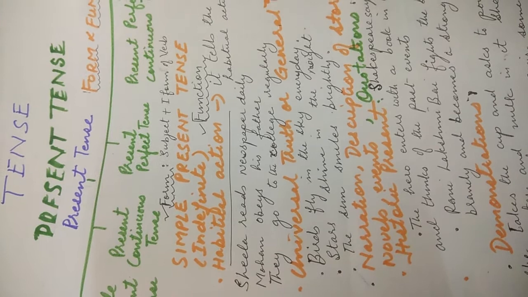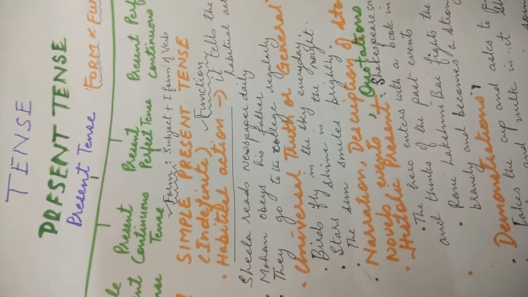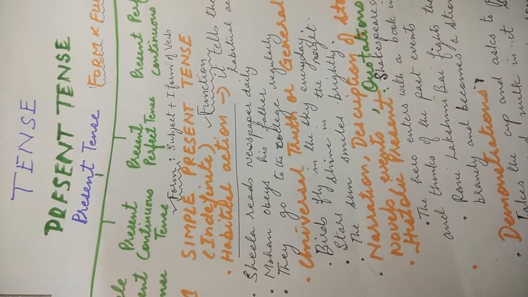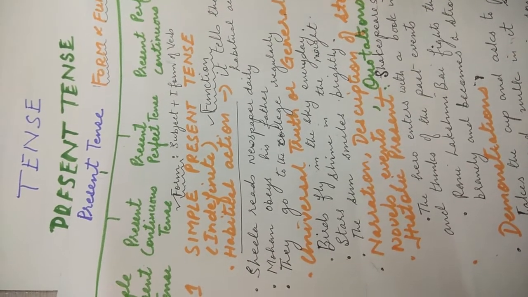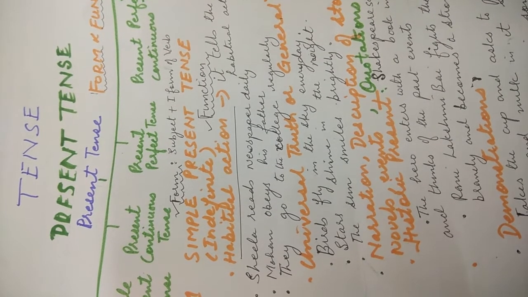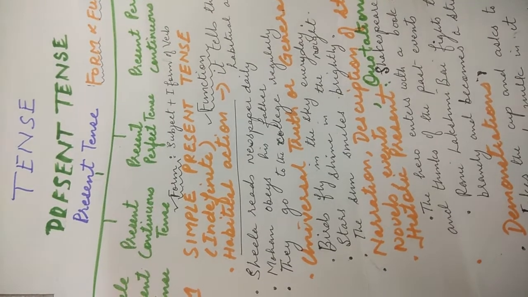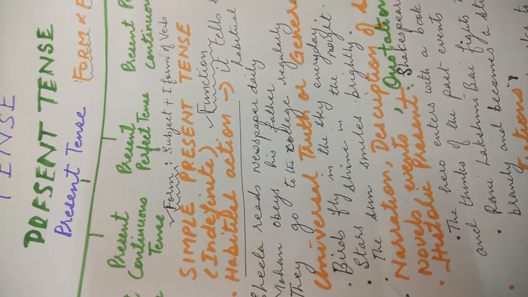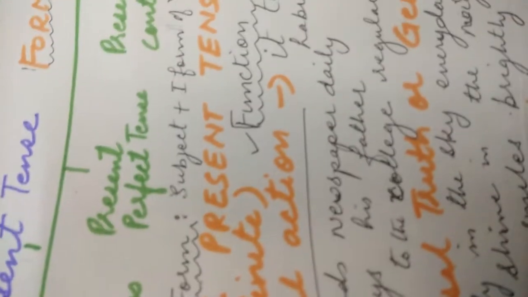My point is this: first the form of this tense and the function of the tense. What is the form of this tense? I get up at 6 o'clock. Or if you say, I read newspaper in the morning. The form is I, obviously the subject. Have a look: subject plus first form of the verb. That is why it is a simple present tense.